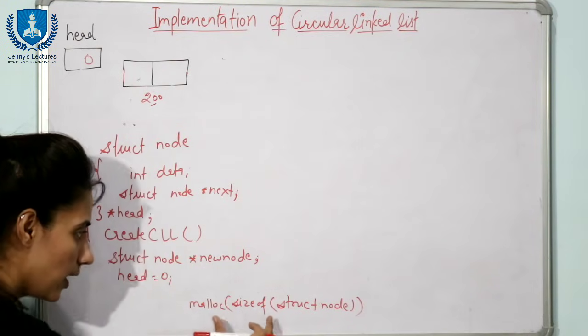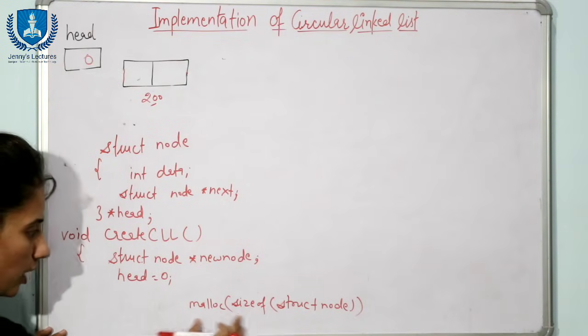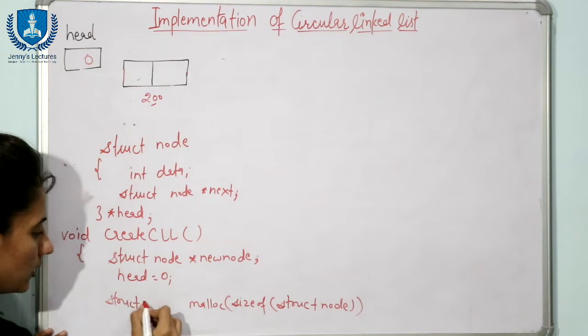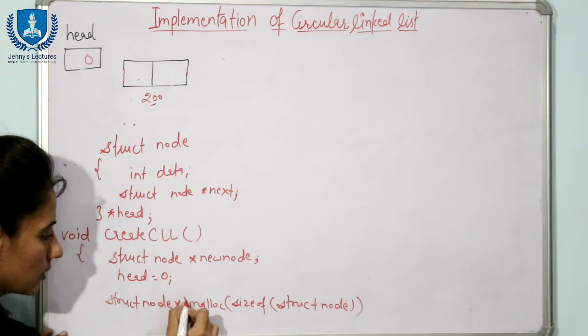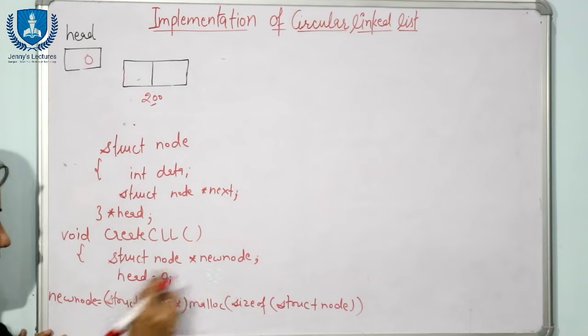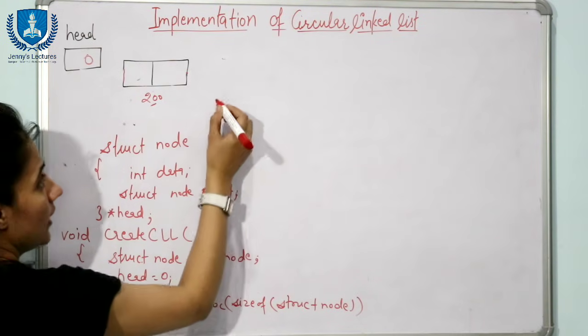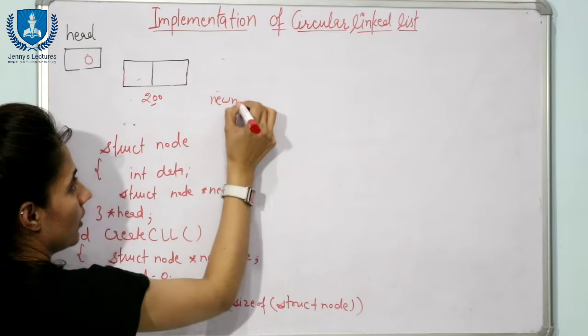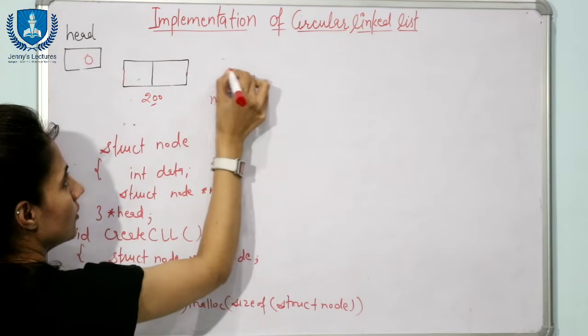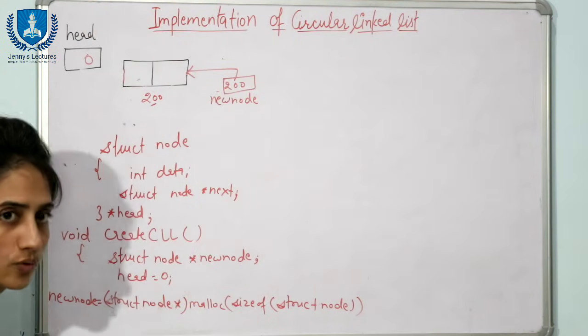So you have to typecast whatever malloc returns. And how will you typecast this? Here you will write struct node asterisk, and now we can store this value in this pointer, the new node pointer. So here I have a new node pointer and this is containing 200, which means this is pointing to this node.